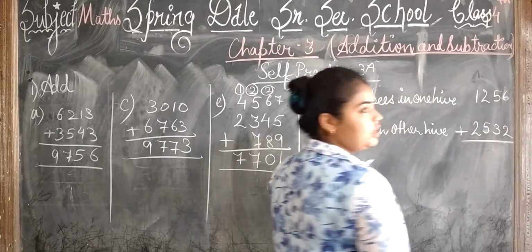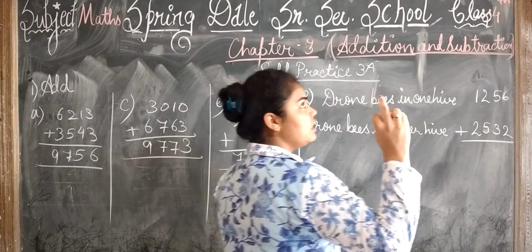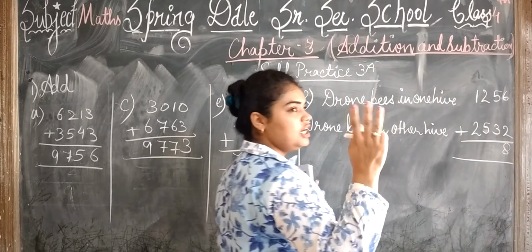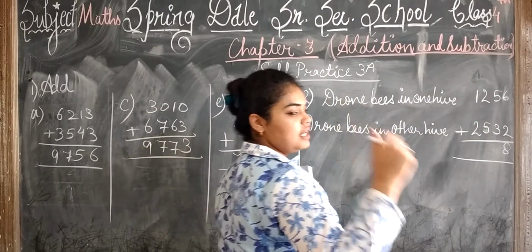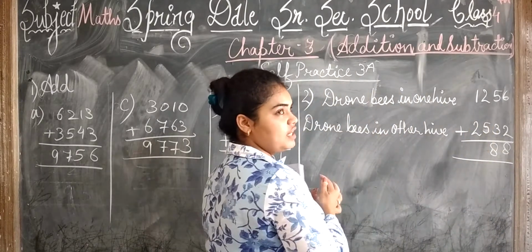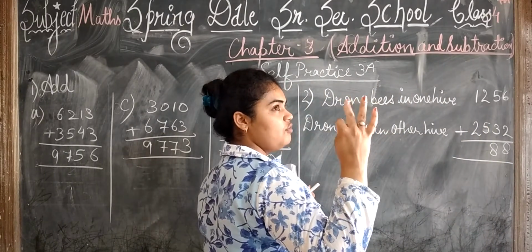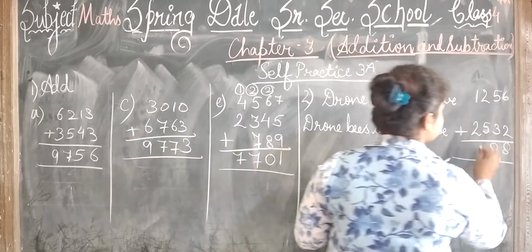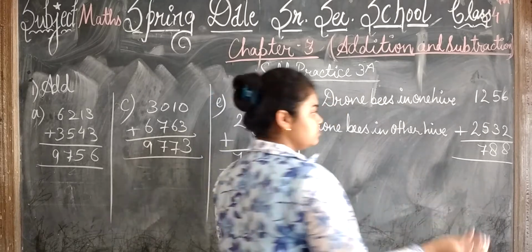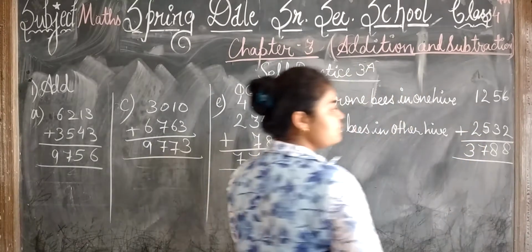6 in your mind, 2 in your fingers. After 6, 7, 8. 5 in your mind, 3 in your fingers. After 5, 6, 7, 8. 2 in your mind, 5 in your fingers. After 2, 3, 4, 5, 6, 7. 1 in your mind, 2 in your fingers. After 1, 2 and 3. Total how much we have?